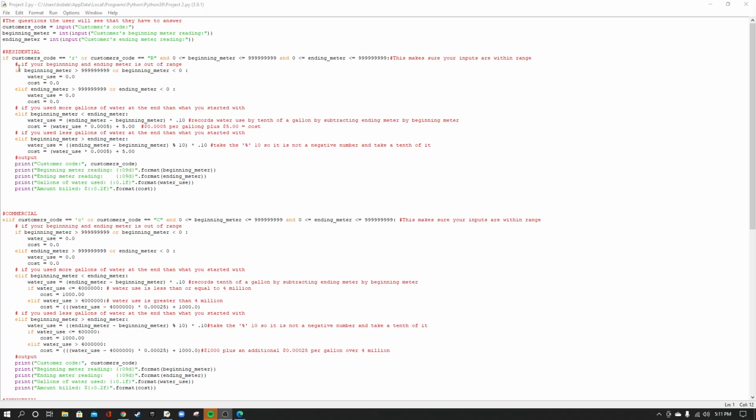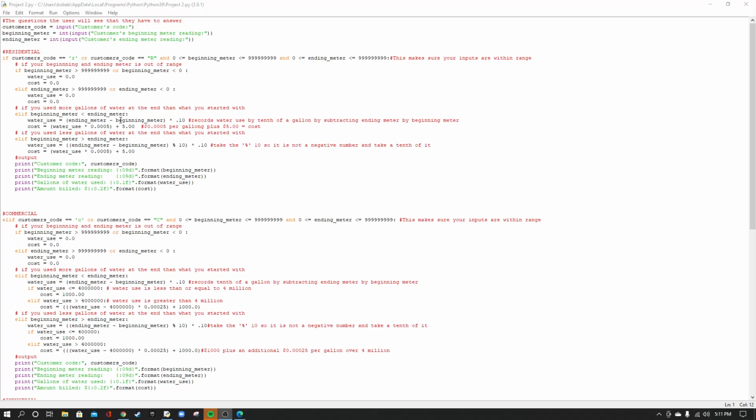This is an if-else statement. For the first two, if the beginning meter and ending meter are out of range, then the water use and cost are going to be 0, 0, because it's out of range and it cannot work. However, if the beginning meter and ending meter are within range, it will go to the if where the beginning meter is less than the ending meter.